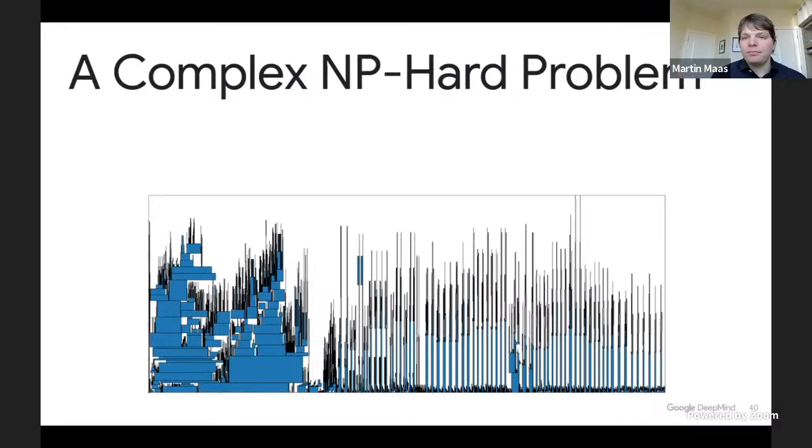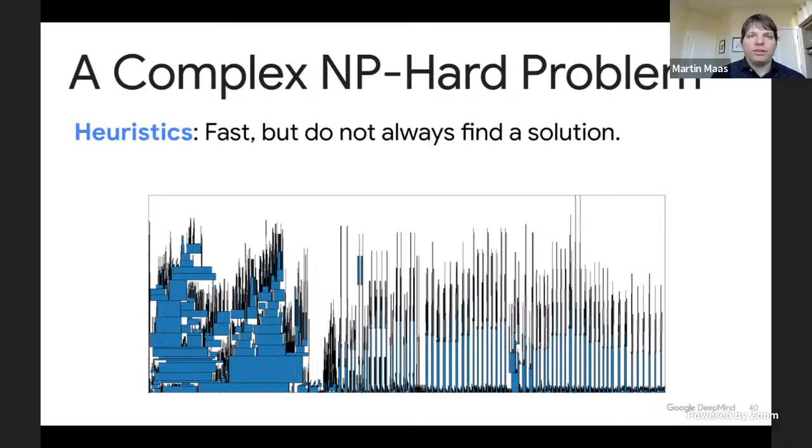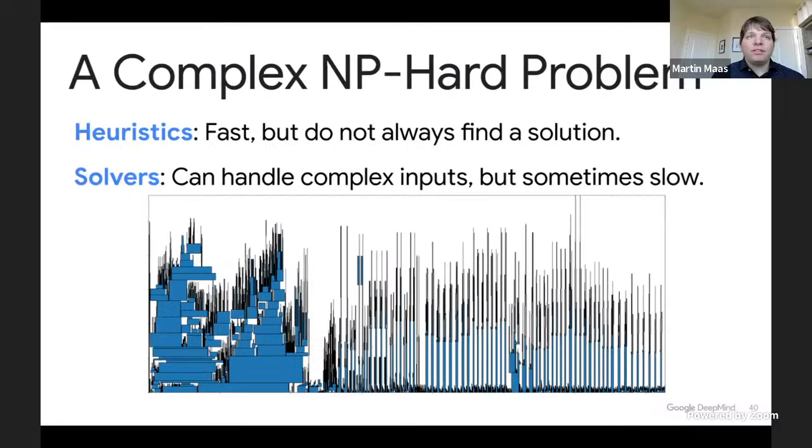and you try to place them in a way that it doesn't exceed a particular limit. And there's traditionally two approaches of doing this. One is you can use heuristics, which are fast, but they don't always find a solution. So if the heuristic can find a solution, that's usually the preferred approach because it's very fast, but it might just not be able to solve the problem because it's NP-hard. The alternative is to use a solver, such as, for example, an ILP solver. And these solvers can handle complex inputs, but they can sometimes run for a very, very long time to find a solution. And that can be a problem for ML compilers, particularly if they are in the critical path.